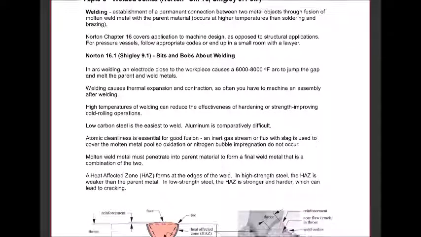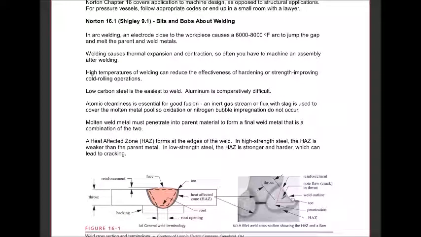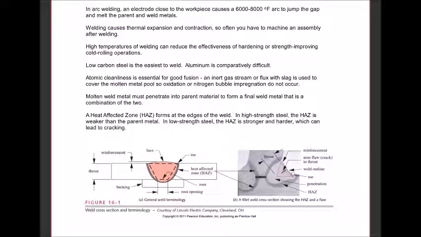conservatism built in. To get good fusion, to get a good weld, you need to keep the molten metal very clean, free of oxygen. You don't want any oxidation or nitrogen bubbles to mess up the weld. So to keep that molten metal clean, typically a stream of inert gas is used to keep oxygen away. So when you hear about gas welding, gas metal arc welding, that's what the gas does.